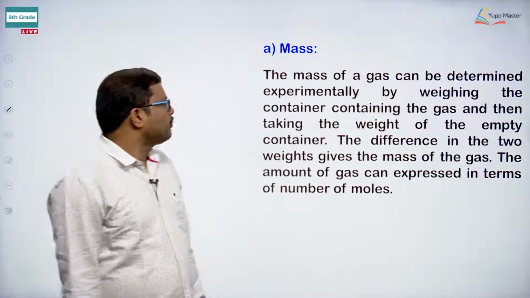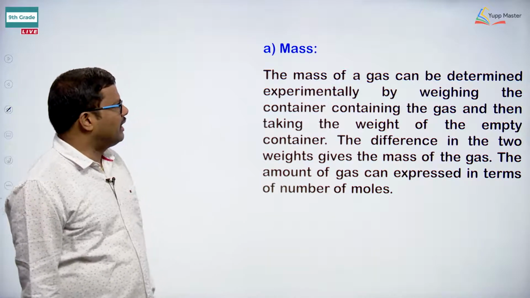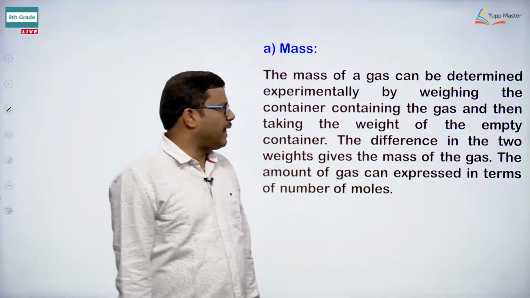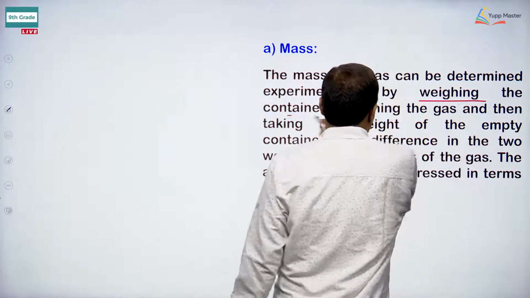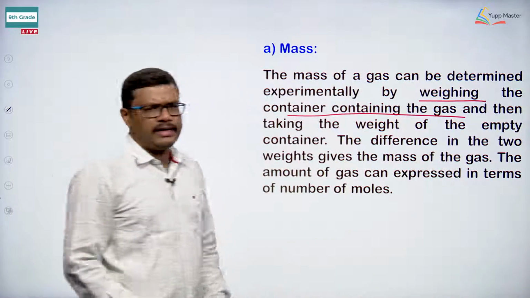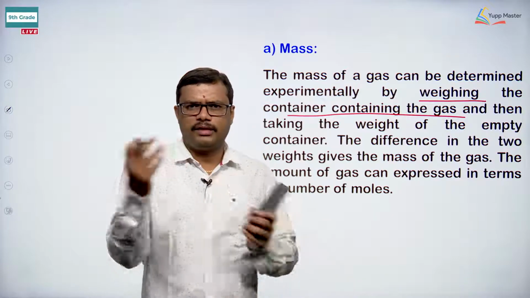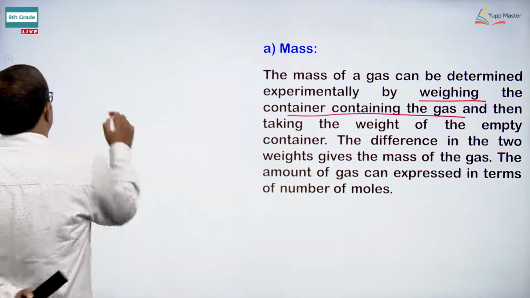Okay. In case of the gas, let us look at the mass. The mass of a gas can be determined experimentally by weighing the container in which the gas is taken, then taking the weight of the empty container, and subtracting the empty container weight from the weight of the container with the gas. For example, let me take a container.